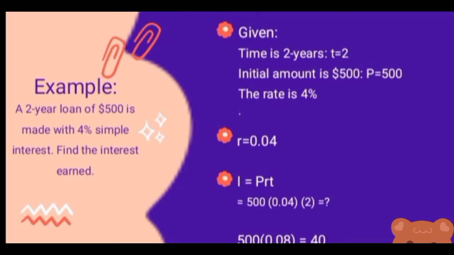Now apply the formula. I equals PRT equals 500(0.04)(2). Now apply always the PEMDAS rule, so we will solve first the values in the parentheses. So 0.04 times 2 equals 0.08. Now 500 times 0.08 is equal to 40.